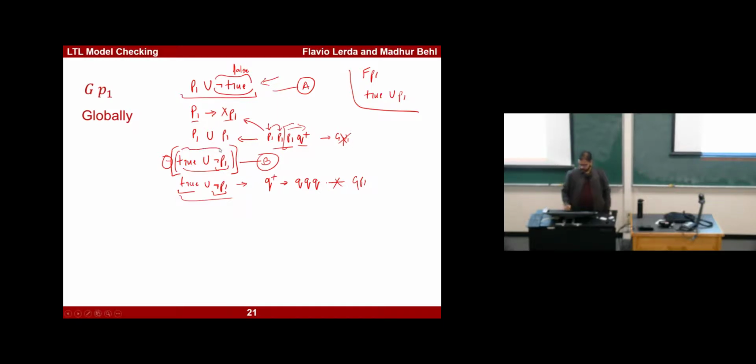this expression, true until not P1, all it is saying is that at some point you should not see P1. Because look, what is true until phi1? It's saying eventually you will see phi1. So true until not P1 says eventually you will see not P1. Good so far? But the negation outside is brilliant because it says we will never want this to happen. We will never want to not see P1, which means you should always see P1.